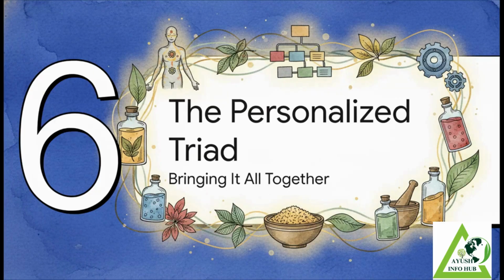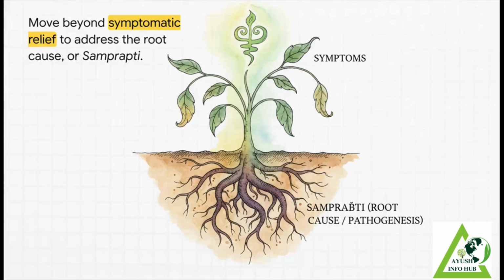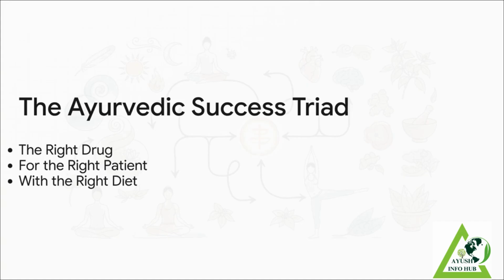Okay, so let's put all the pieces of this puzzle together. We've seen the personalized diagnosis, the logical treatment plan, the sophisticated way of understanding substances, and the absolute central role of food. It all comes together into one single cohesive strategy. And let's just remember the ultimate goal of this entire process. This algorithm is not designed to just put a Band-Aid on symptoms. Its whole purpose is to identify and treat the root cause of the problem, the underlying disease pathway itself, what's called the Samprapti.